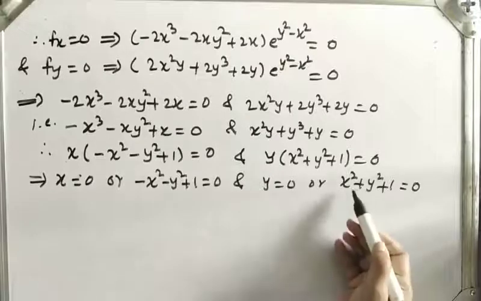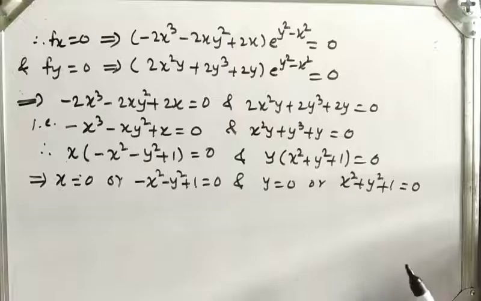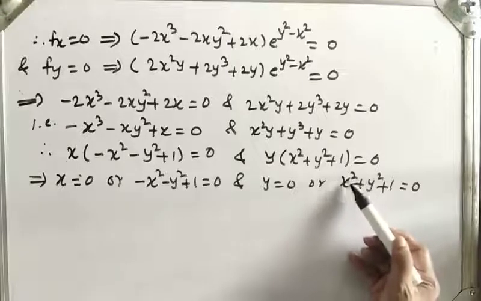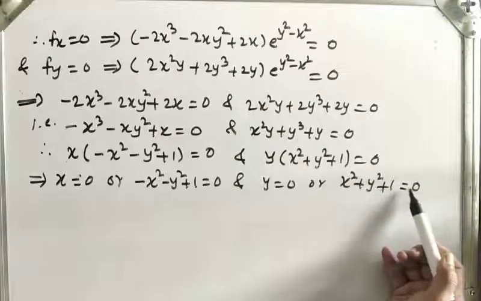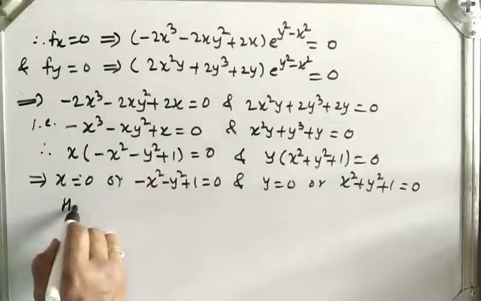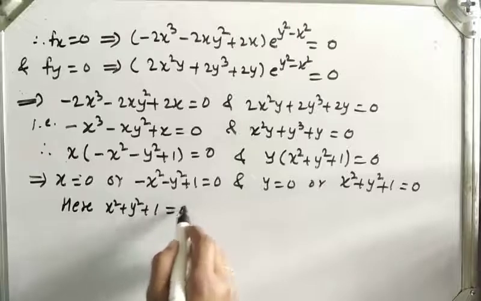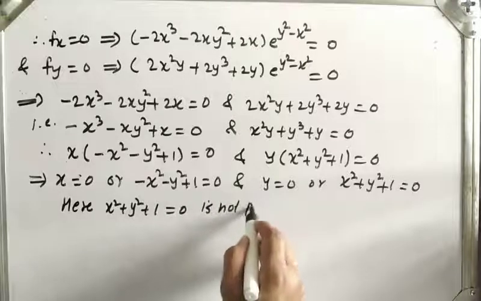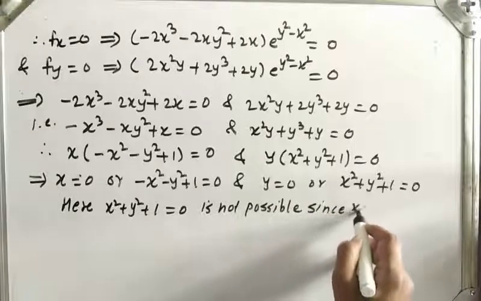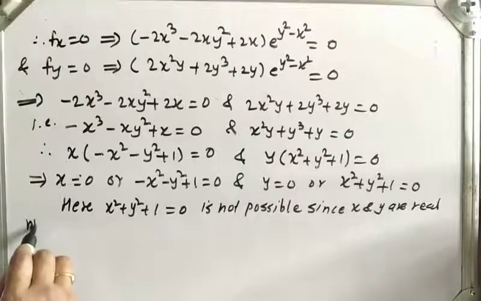Now look at this equation, x² + y² + 1 = 0. Now we are considering real numbers, and the square of any real number, positive or negative, is positive. This will be positive, and plus 1. So it cannot be 0. So this is not possible. So we can write that x² + y² + 1 = 0 is not possible, since x and y are real numbers.